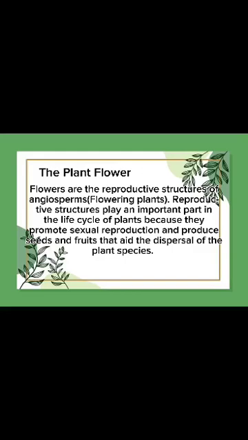Let's now proceed to the plant flower. Flowers are the reproductive structures of angiosperms, or flowering plants. Reproductive structures play an important part in the life cycle of plants because they promote sexual reproduction and produce seeds and fruits that aid the dispersal of the plant species. Flowers, like leaves, grow on the end of the stems. Flowers are often the most colorful part of the plant.